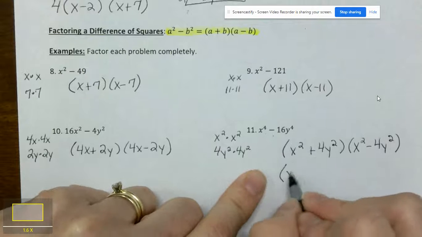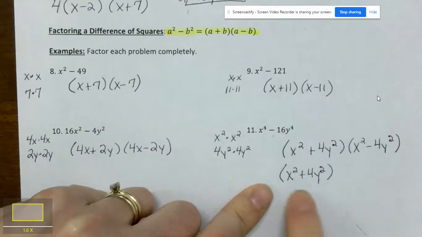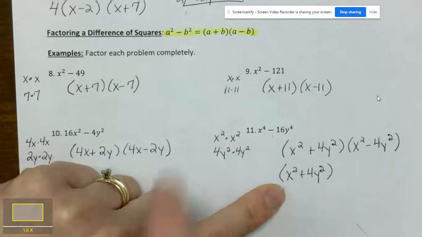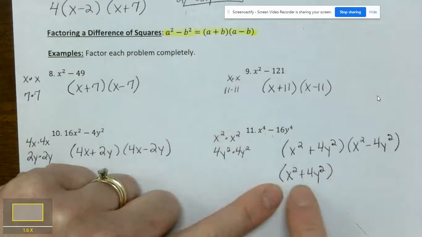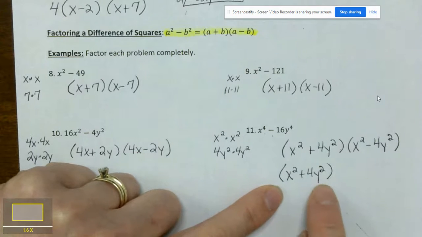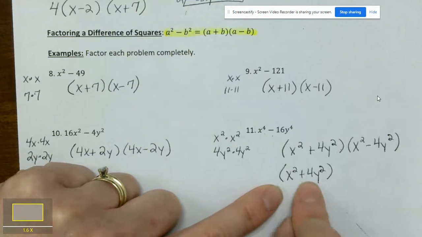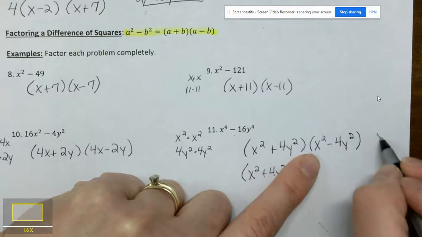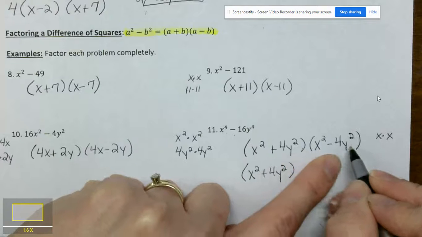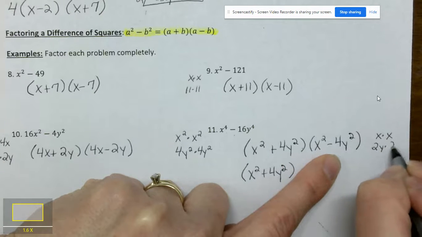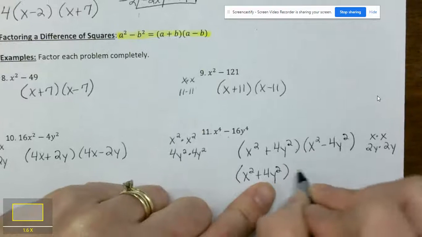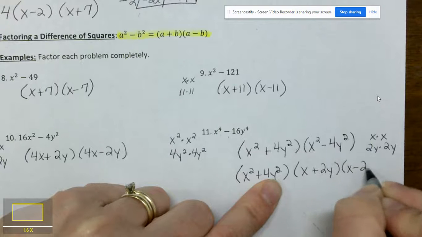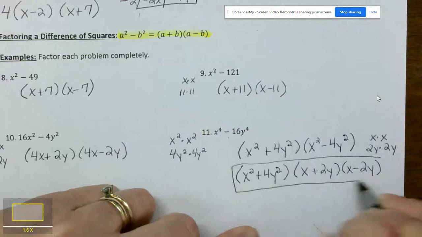So this one I have to leave, x squared plus 4y squared. If there's a plus in the middle, this does not apply. You can't say, okay, there's a plus, so I'm going to do x plus 2y and x plus 2y. That doesn't work, okay? It only works if there's a minus in the middle. All right, so let's look at this one. Well, I know to get x squared, I'm going to do x times x. And to get 4y squared, I'm going to do 2y times 2y. So there I've got my two numbers. This is x plus 2y times x minus 2y. And this whole thing would be your final answer.